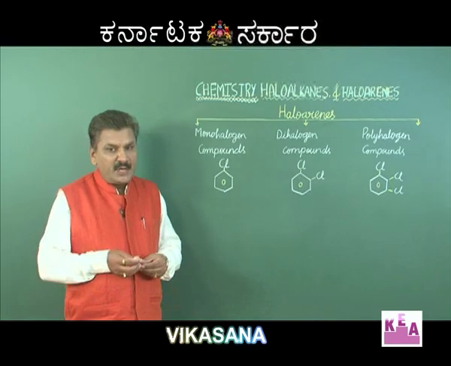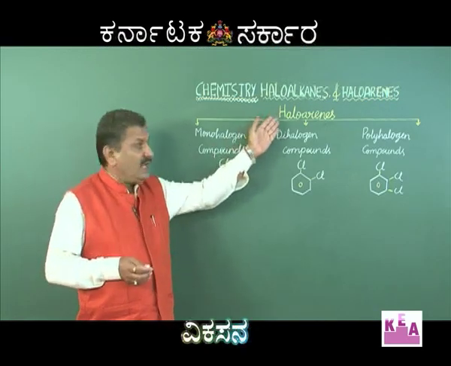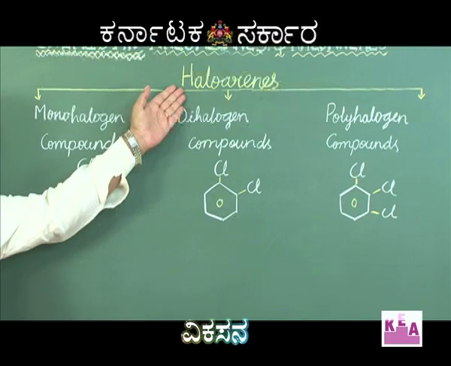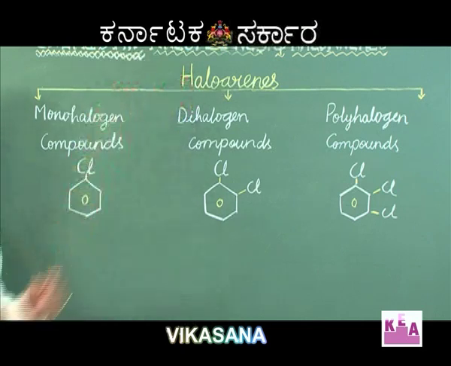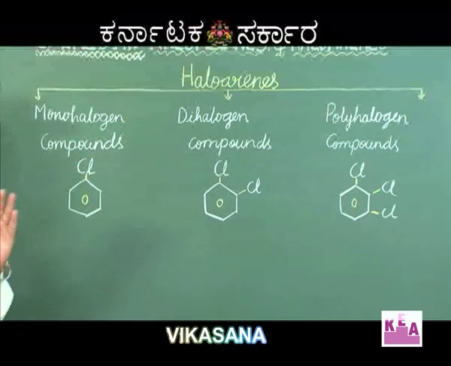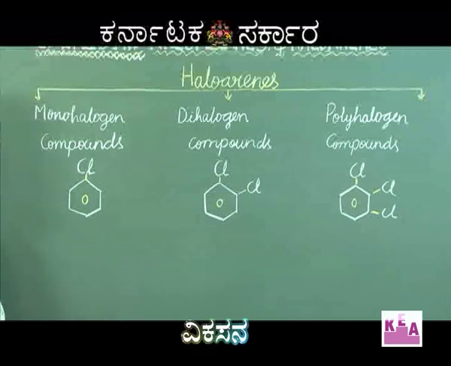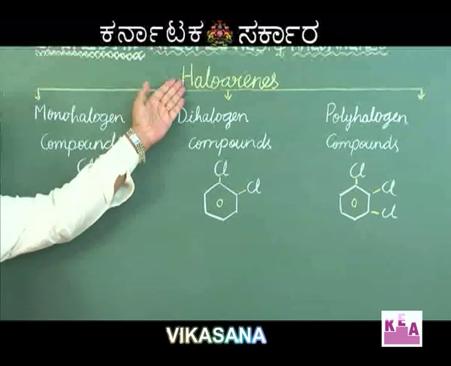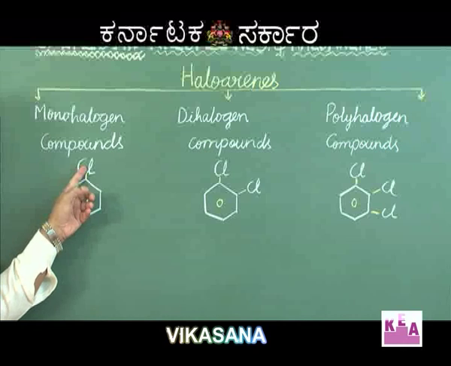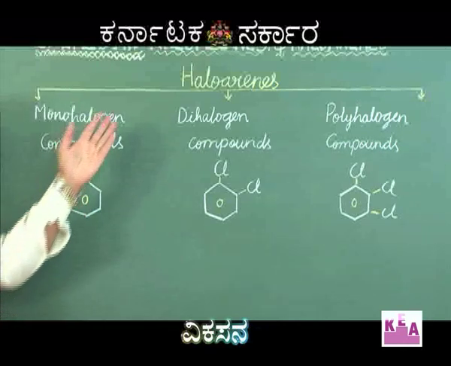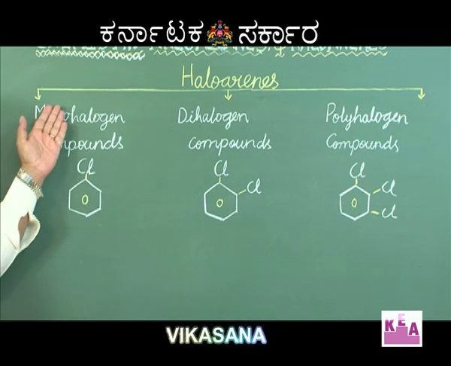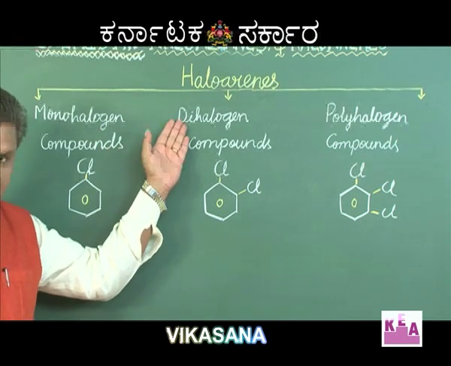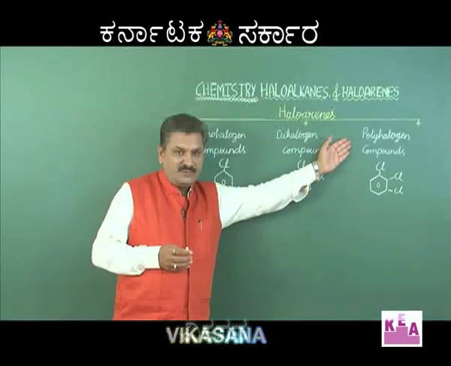Now we will come to the brief synopsis of haloarenes. Haloarenes are halogen derivatives of aromatic hydrocarbons. The main difference between haloarenes and haloalkanes is in haloalkanes, the halogen atom is attached to sp3 hybridized carbon, while in haloarenes, the halogen atom is attached to sp2 hybridized carbon. In haloarenes, we have further classification as monohalogen compounds, dihalogen compounds and polyhalogen compounds.